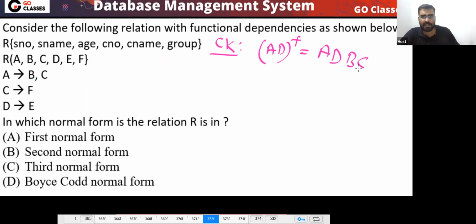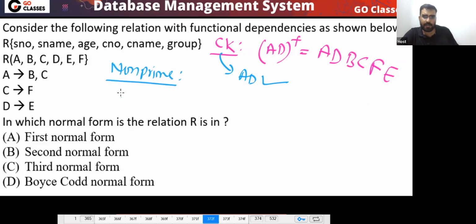A can determine BC. C can determine F. And D can determine E. So this is your candidate key. So the only candidate key is AD. So what are the non-prime attributes?